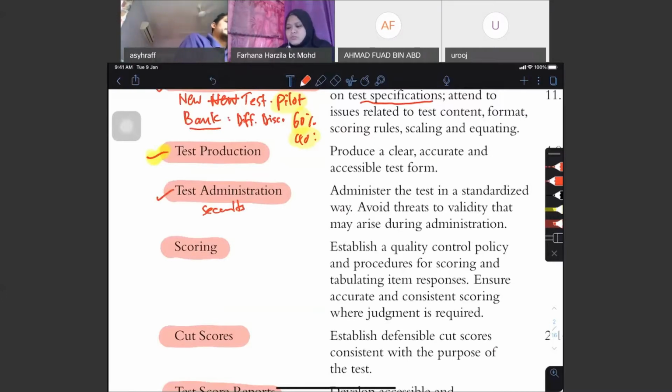How late can a candidate be? If they are more than 15 minutes late, can they be admitted into the hall? How soon can they go out from the hall? They have to know all those things.